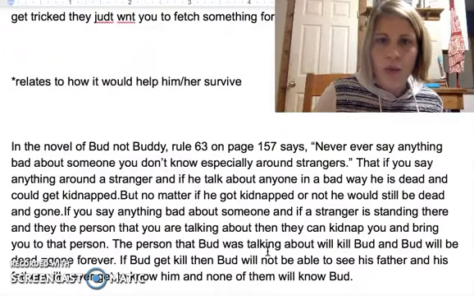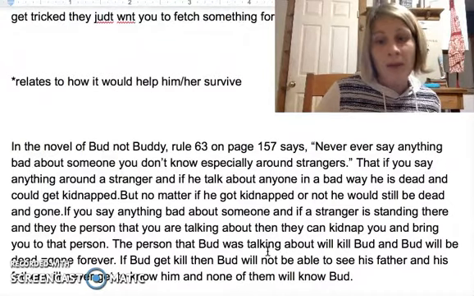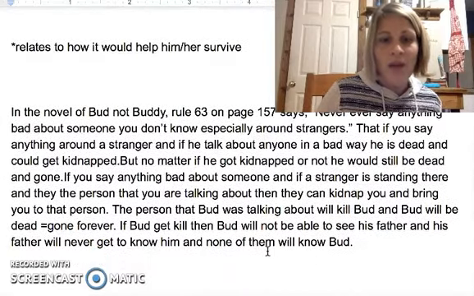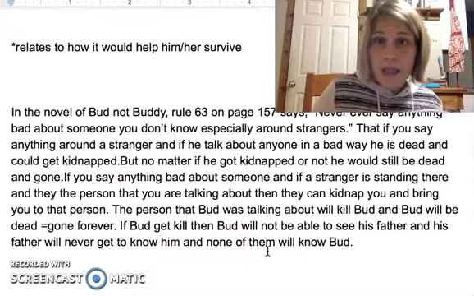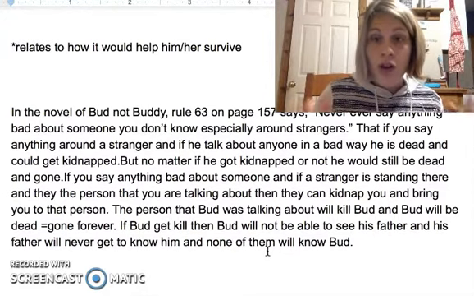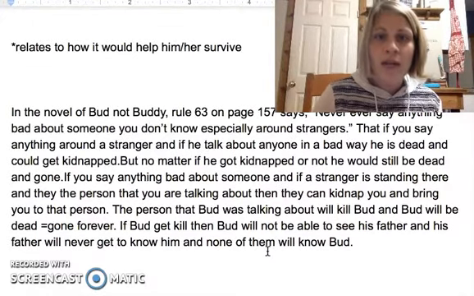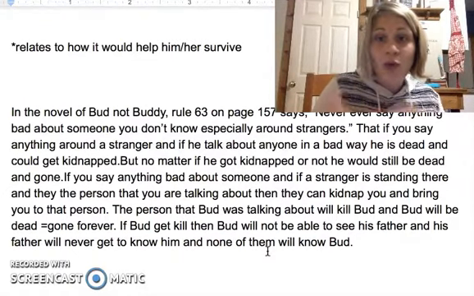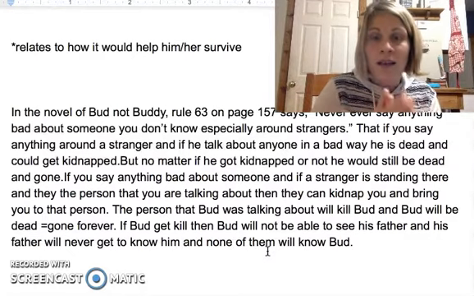So now they're referencing another rule, which is kind of cool, except they never finished explaining the first rule. If Bud gets killed, then Bud will not be able to see his father, and his father will never get to know him, and none of them will know Bud. Okay, all of that's true if he were to get killed, but in the story, does he get kidnapped or killed? No. So then you can't use that as your text evidence. You have to talk about how he used this rule about not saying anything bad because you don't know who they know to survive or thrive in the story.